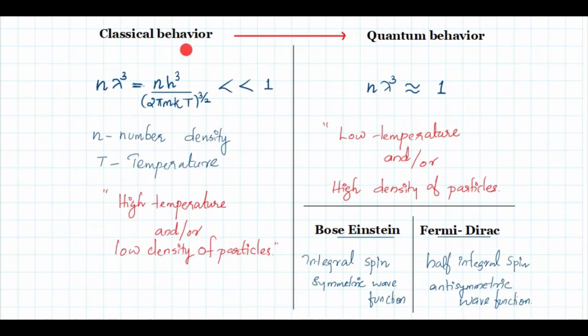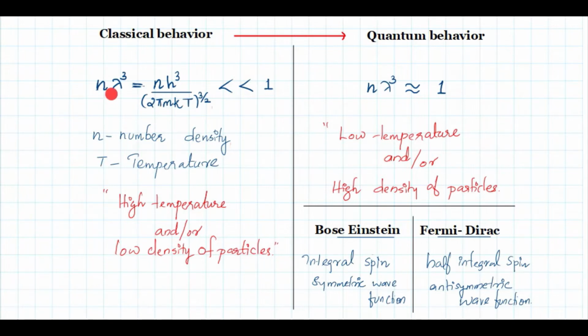We already mentioned the condition for a system showing classical behavior or quantum behavior. That condition depends on the value of n lambda cube. Here n is the number density of particles in the system, and lambda cube is h cube divided by 2 pi m kT raised to 3 by 2. So it depends on the mass as well as temperature.